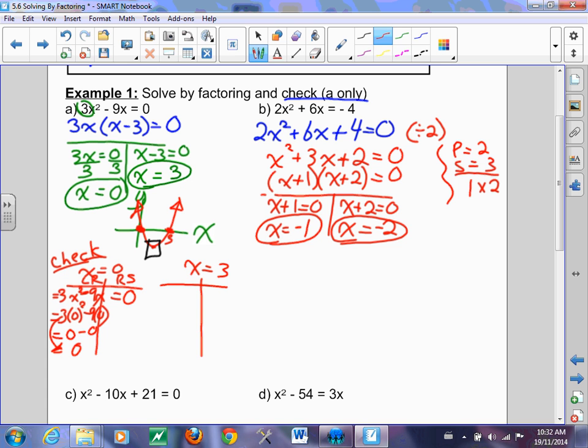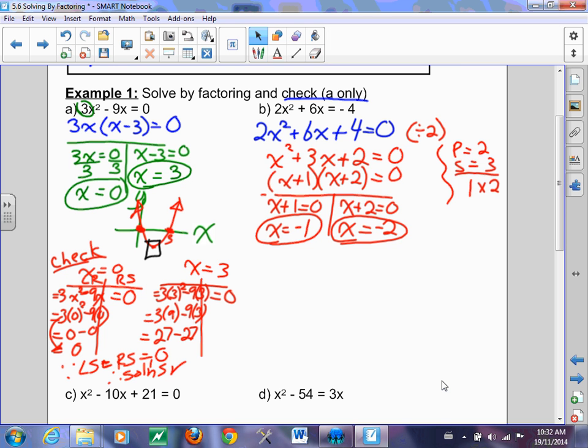You can go right from here to there. I'm okay with that. Let's try the next one. So we already have it written down, so you can just sub it right in. So it's going to be 3 times 3 squared minus 9 times 3. So 3 squared is 9. Times 3, so we got 27. Subtract 27. That equals 0. And what does the right side equal? 0. So since left side equals right side, therefore the solutions are correct.